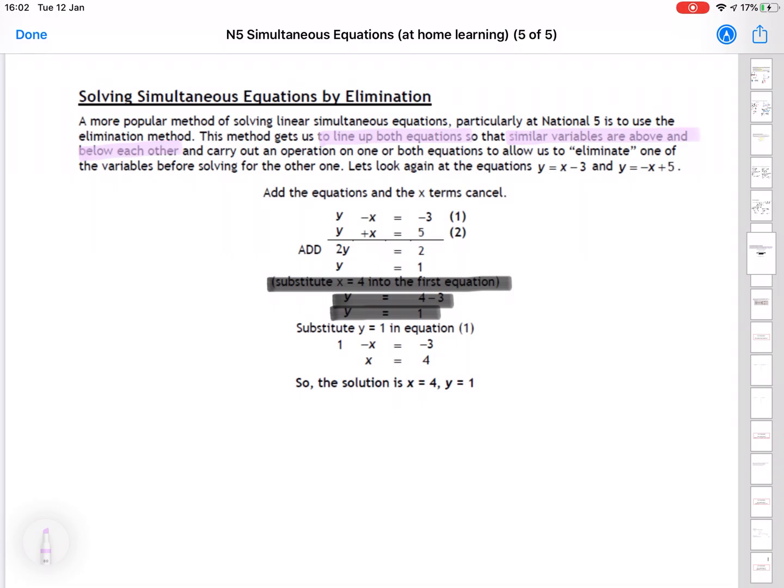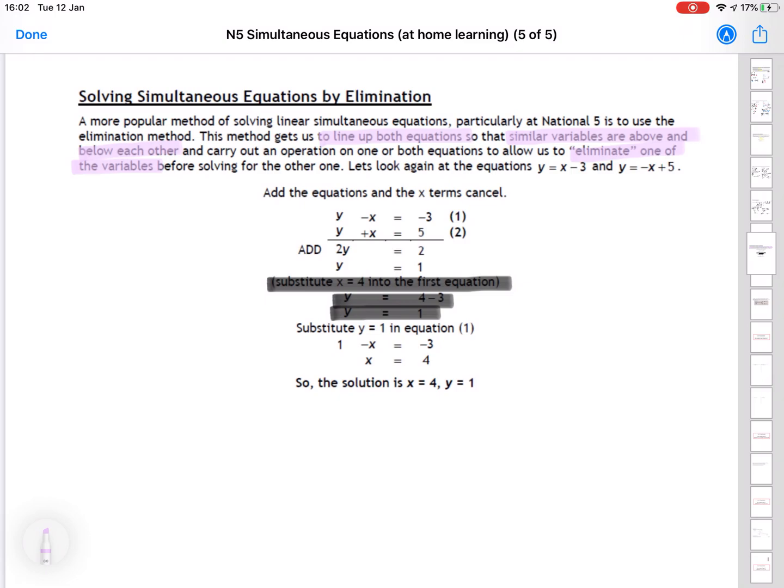Once we have that, we are then going to be carrying out an operation on either one or both equations that will allow us to eliminate one of the variables, okay? So we'll be getting rid of one letter, solving for the letter that's left, and then we'll go back and substitute that in to find that first letter so that we have a value for both letters when we're finished.